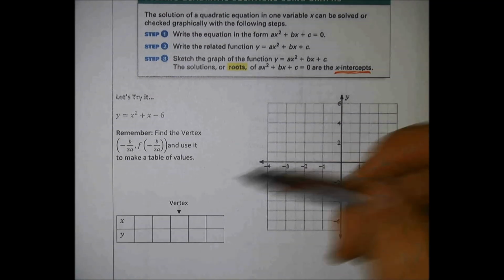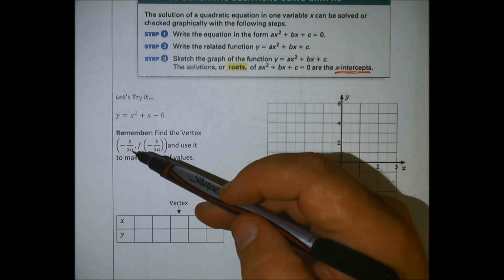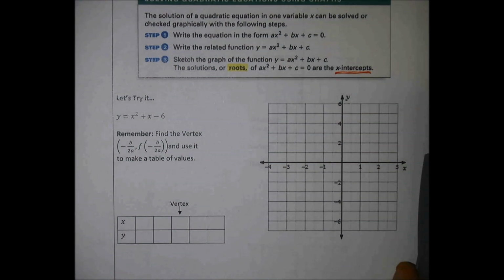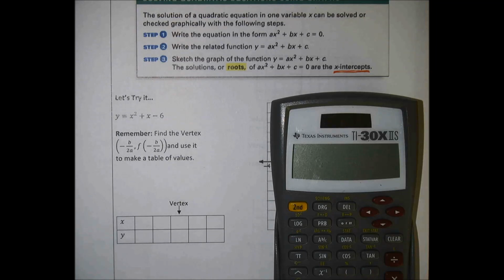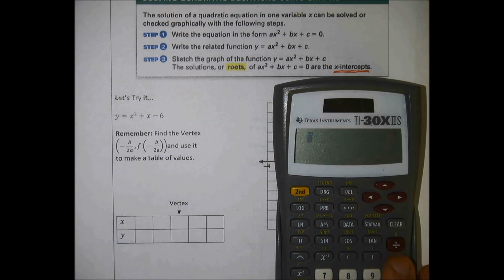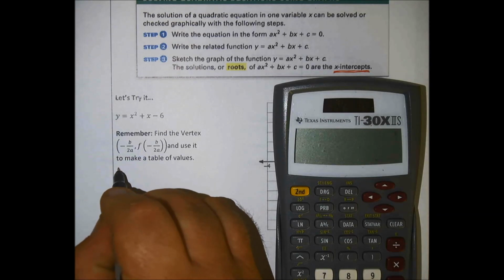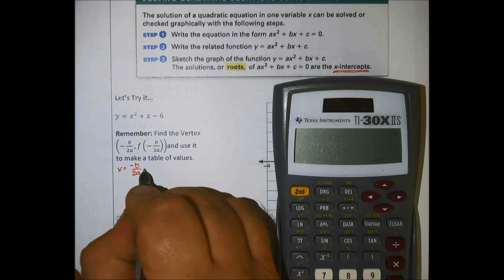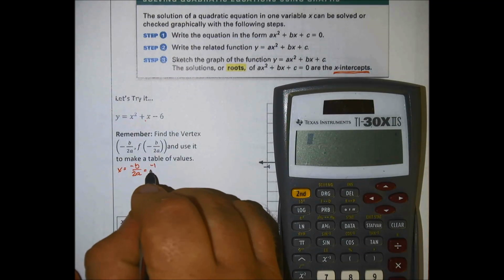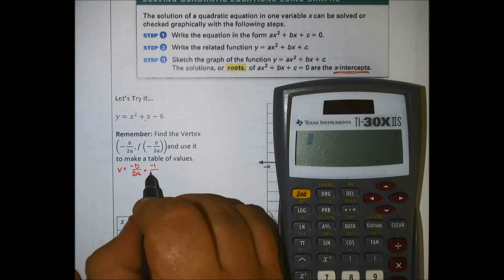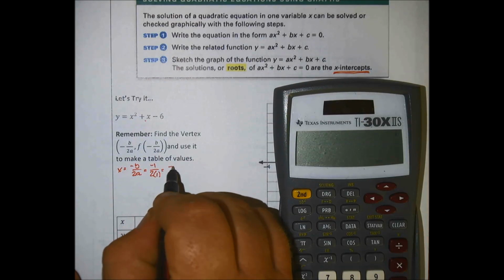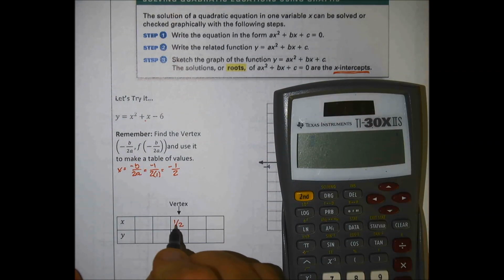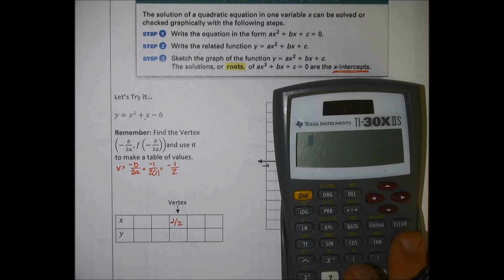It says, remember to find the vertex as negative b over 2a, and then you plug in negative b over 2a and use it to make a table of values. So let's start off with that. I'm going to grab a calculator, and here we go. I'm going to write it out real quick. Negative b over 2a is negative 1 over 2 times 1, which is just negative 1/2. So that's the x-coordinate of the vertex, negative 1/2.